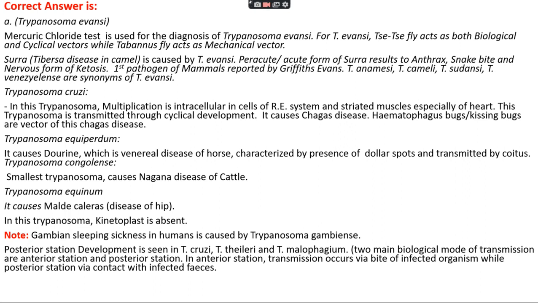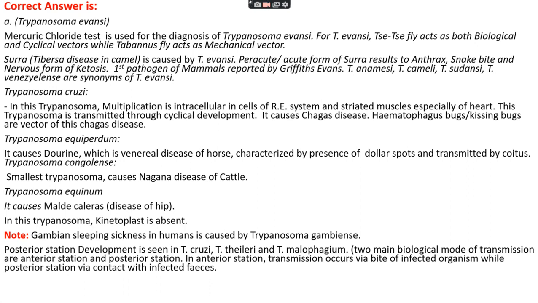Let's talk about Trypanosoma cruzi. If we see Trypanosoma cruzi, its multiplication takes place within the cells, that is intracellular multiplication, in those types of cells related to defense mechanisms like the reticuloendothelial system, and also striated muscles, especially of the heart. This Trypanosoma is transmitted through cyclical development, and it causes Chagas disease. Trypanosoma evansi causes Surra disease. Trypanosoma cruzi causes Chagas disease. Okay. And hematophagous bugs, also known as kissing bugs, are the vectors of Chagas disease.